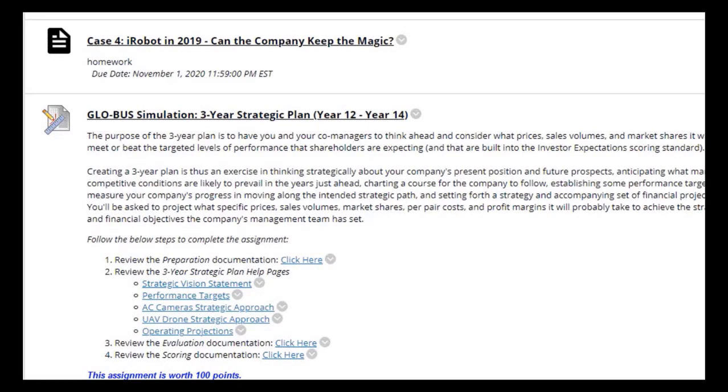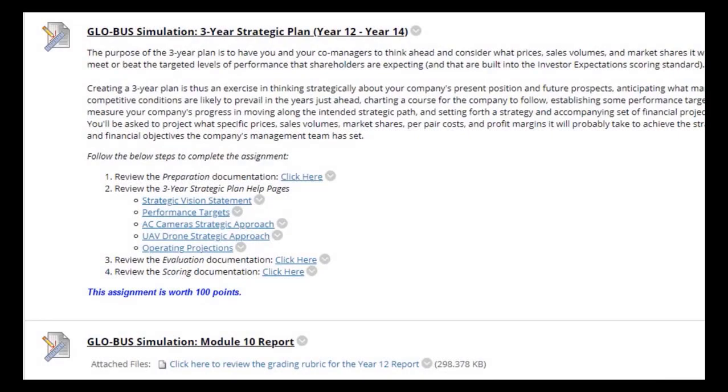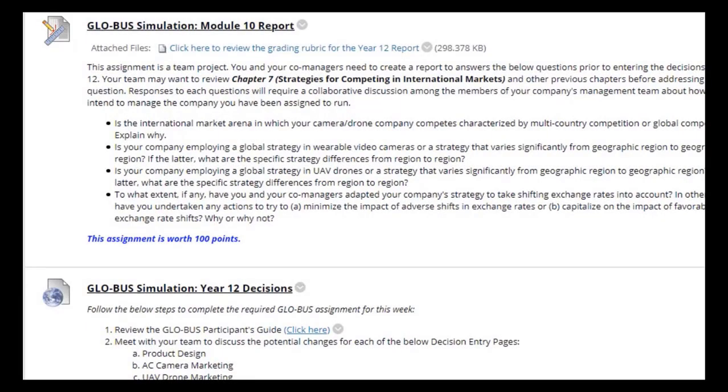Next, we have case study number 4, iRobot in 2019. Can the company keep the magic? Next, we have the Globus simulation 3-year strategic plan, year 12 through 14. So you already completed one for year 9 through 11, so you should be familiar with the structure of them. So hopefully you can improve upon what you did in the past. Next, we have the Module 10 report, which focuses on international markets.